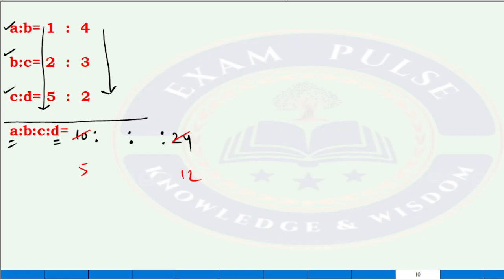Therefore you have to check out for the options. But as of now I didn't give the options, therefore I'll be solving for it directly. So this will be 10 and this will be 24.